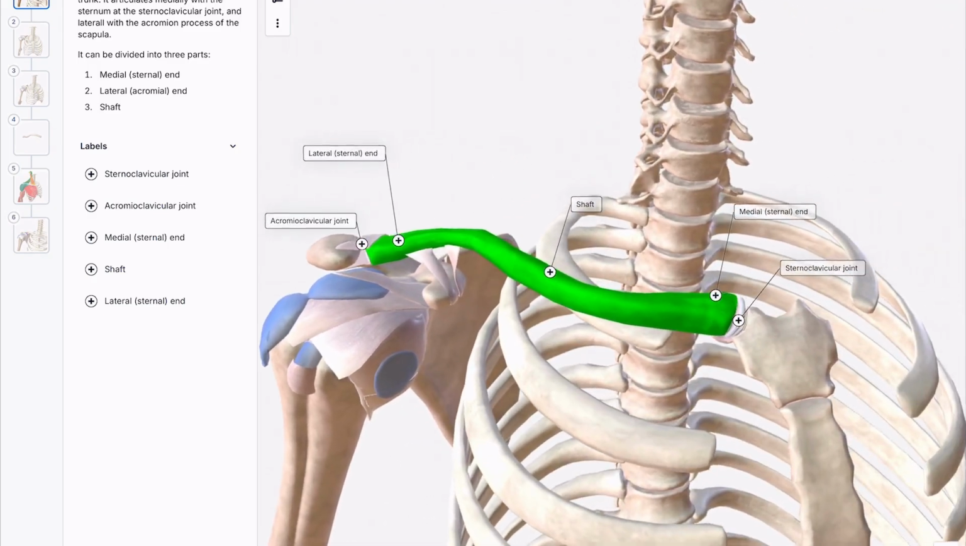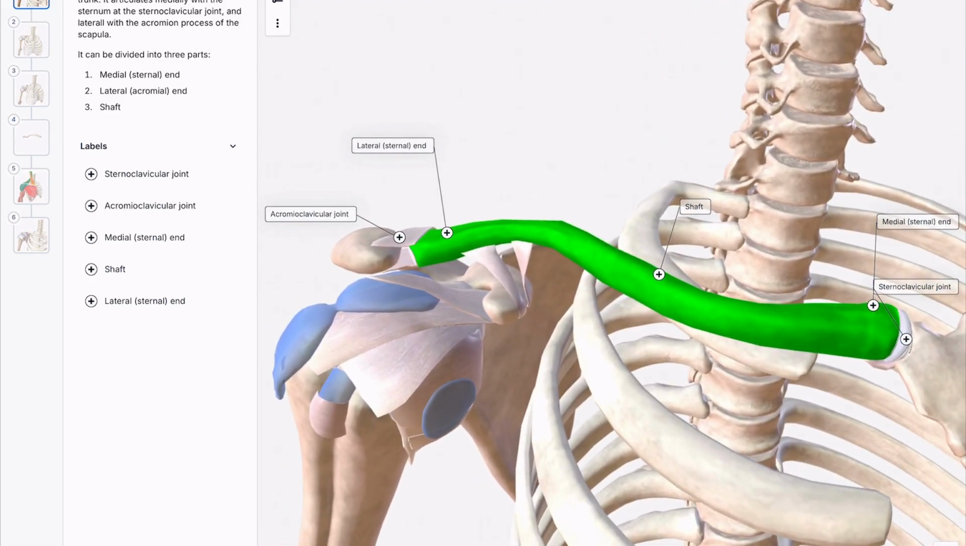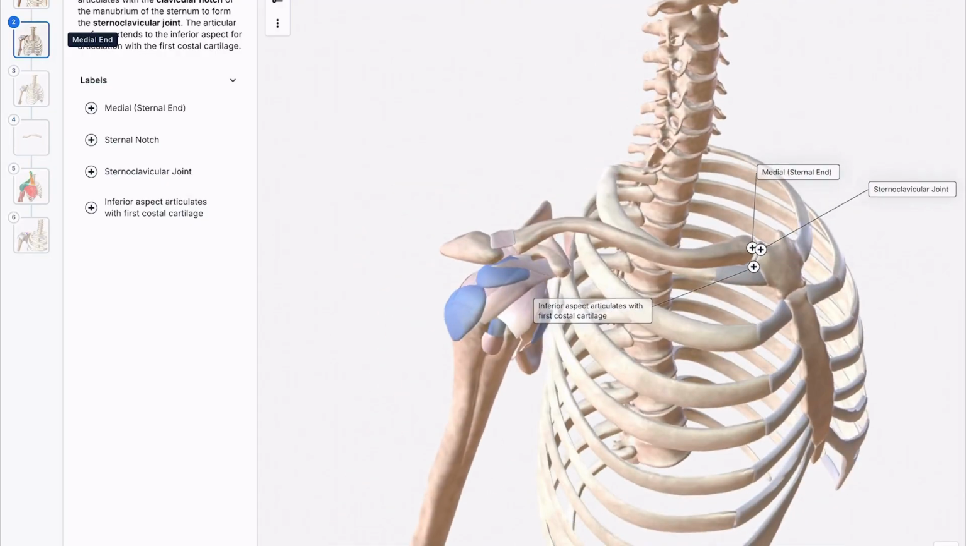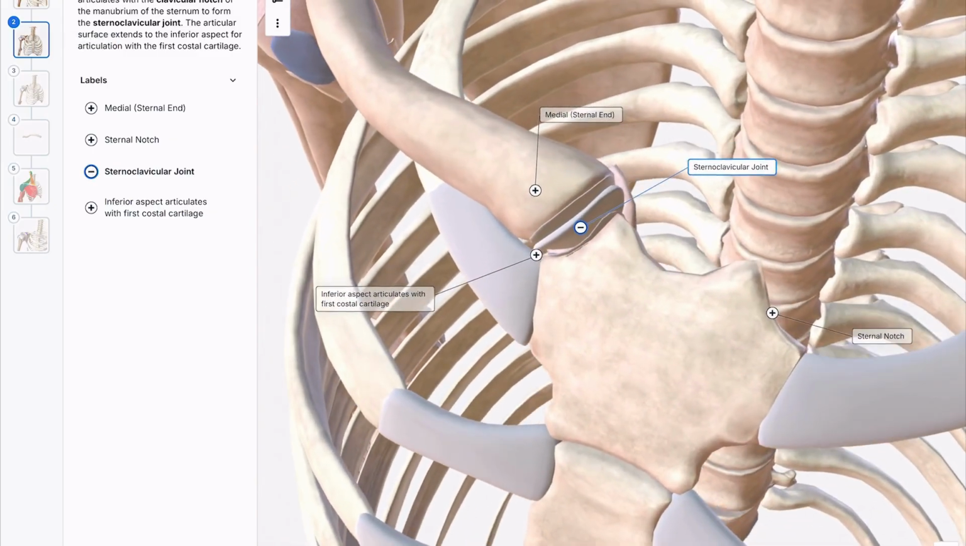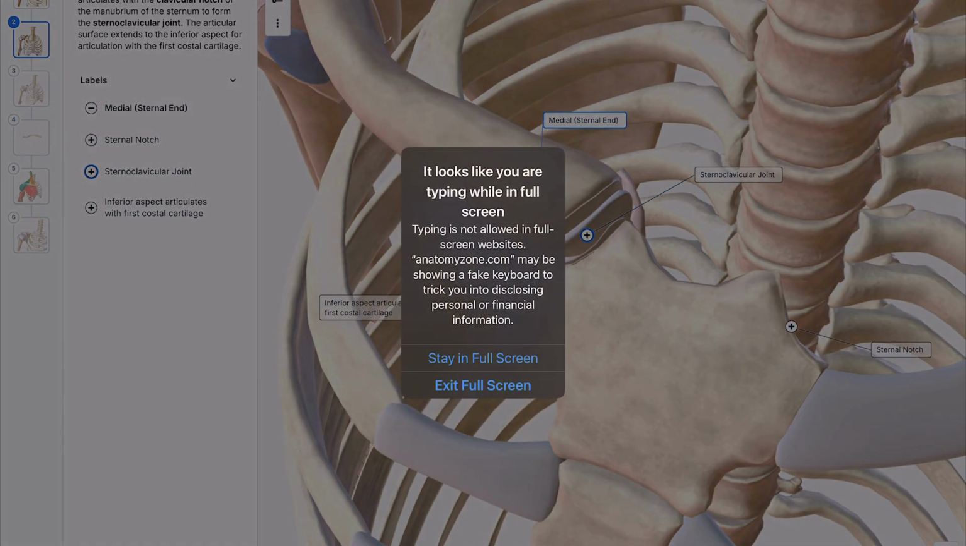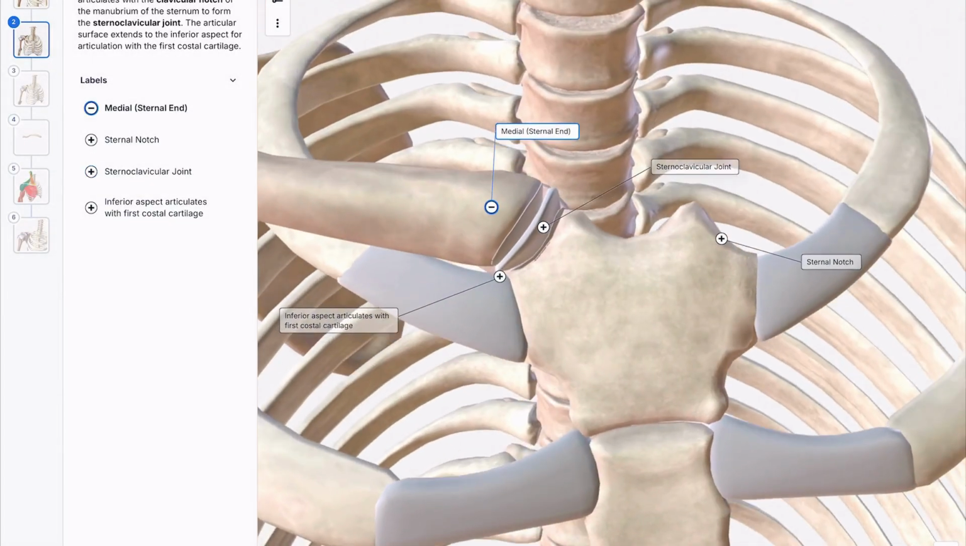Allowing free movement, this bridge is called the clavicle. Where the clavicle begins, the medial sternal end. At the center of your chest, the clavicle starts as a thick, strong end. This is the sternal end.